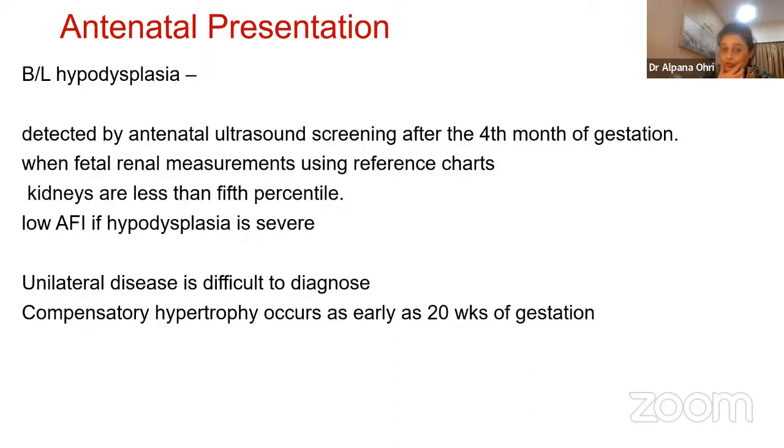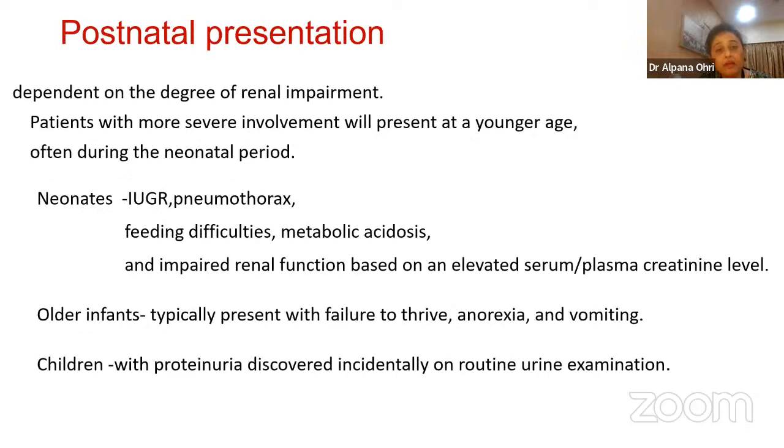And there's oligohydramnios. Unilateral hypodysplasia is difficult to diagnose. Compensatory hypertrophy may be seen, and it can be a clue. Postnatally, the presentation will depend again on the severity of renal involvement. More severe the renal involvement, earlier the presentation. The children may present right at the neonatal age group when they are born IUGR.